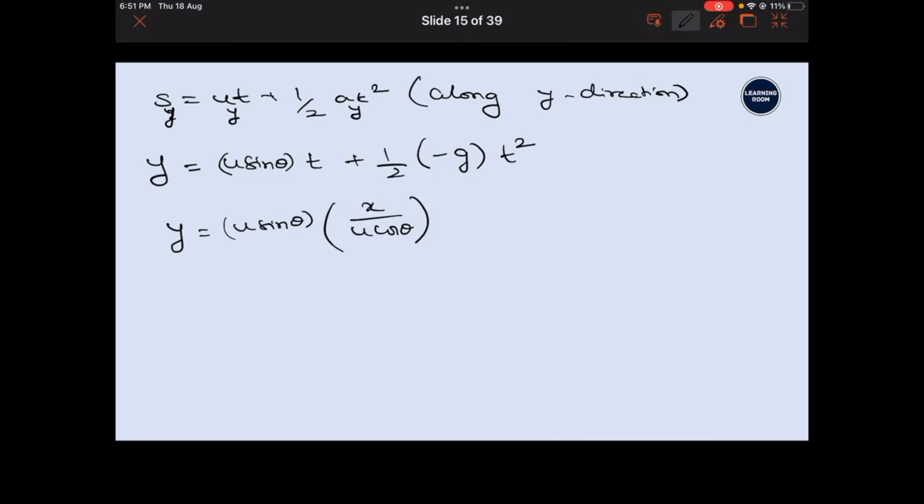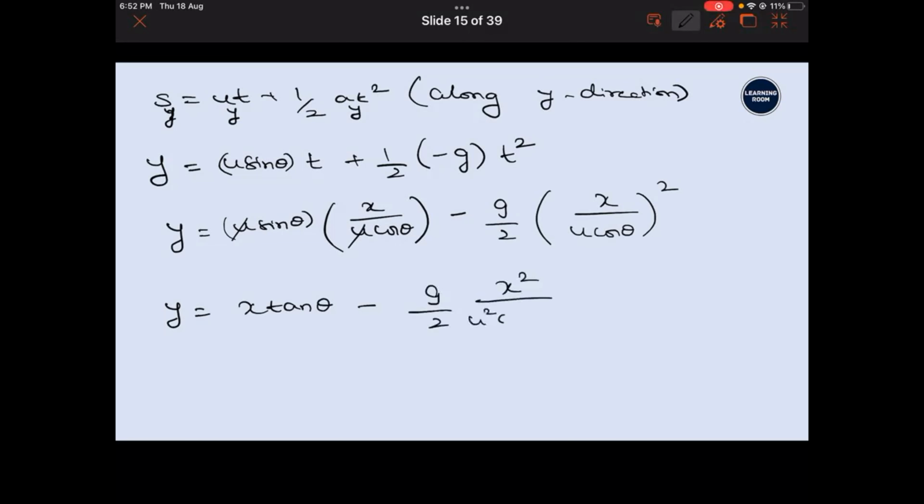So what we are trying to do is individually calculate what is happening along the x direction and what is happening along the y direction separately, and mix them. So u sin theta into x divided by u cos theta, minus g by 2 into x divided by u cos theta the whole square. So u and u will get cancelled. y will be equal to x tan theta minus g by 2 into x square divided by u square cos square theta. Are you guys clear with this?